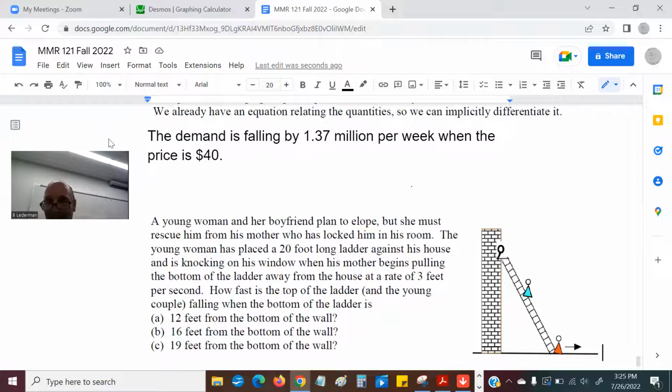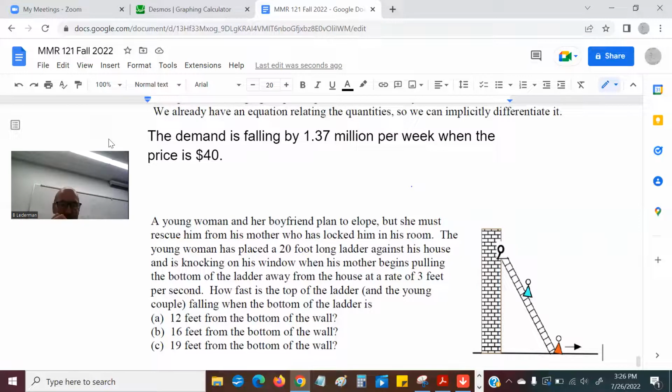I'm sorry, I just can't stop laughing. How fast is the top of the ladder and the young couple falling when the bottom of the ladder is 12 feet from the bottom of the wall? How fast when it's 16 feet? How fast when it's 19 feet? Okay.